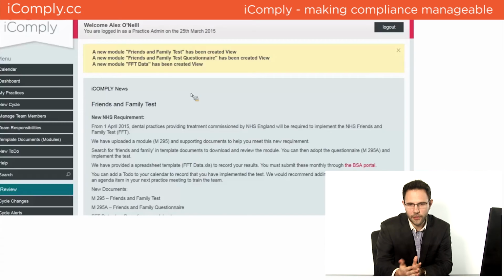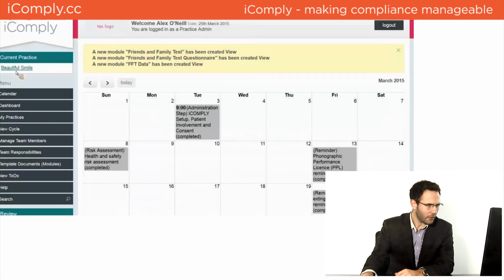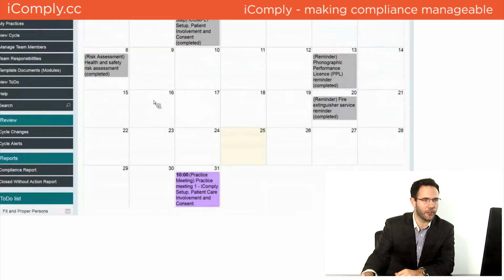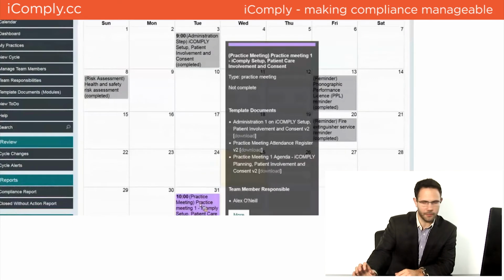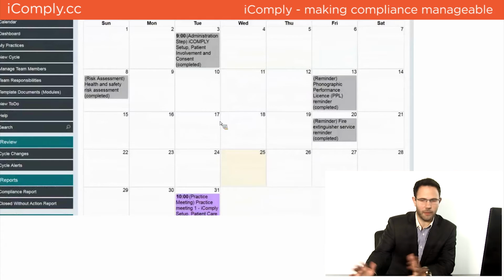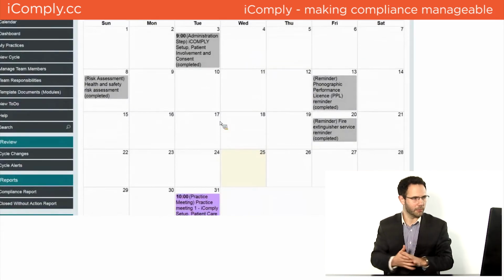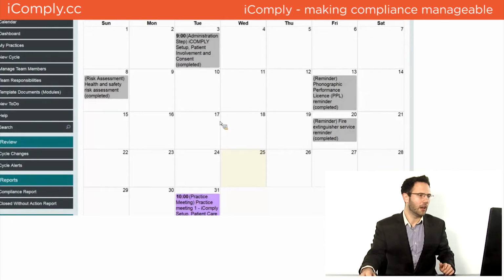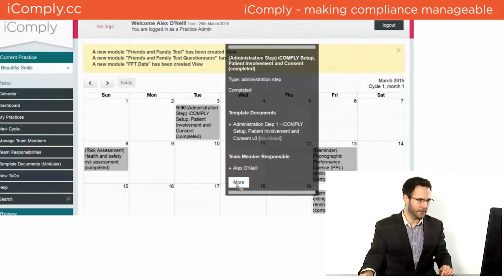So this is IComply, for those of you who don't know it. I'll just jump to the calendar, and obviously you can see here my first month is almost complete. I've been good with my practice and I'm ready for my practice meeting. So I've set my standards, I've done my policies and my procedures, so I'm doing a quality assurance continuous improvement cycle. And I've completed this list in the administration step.